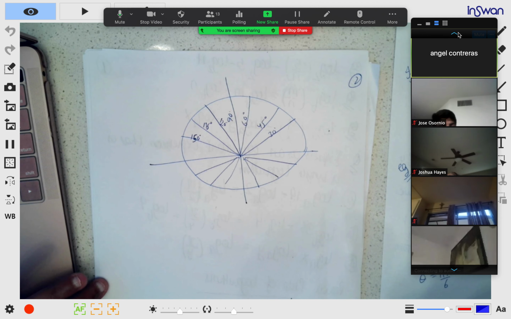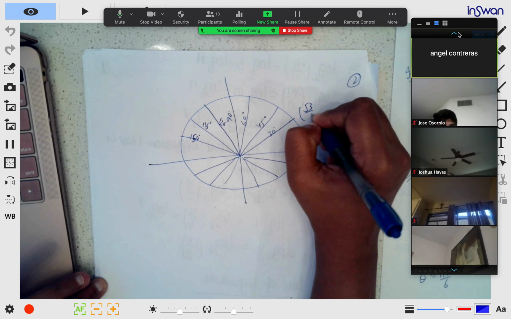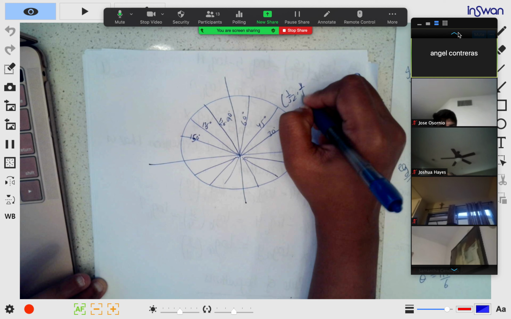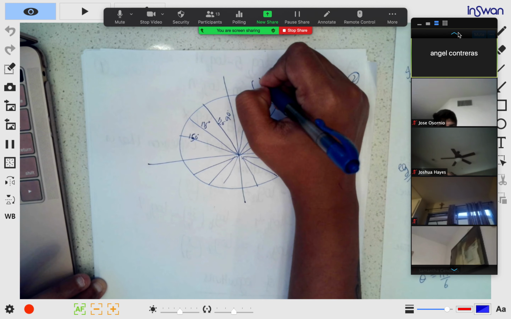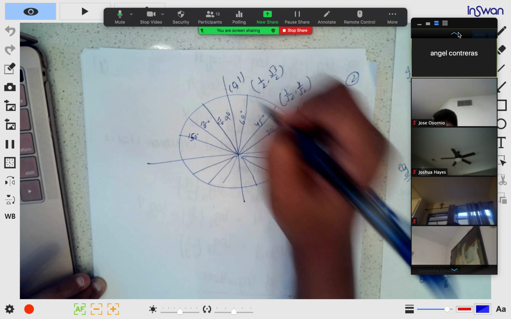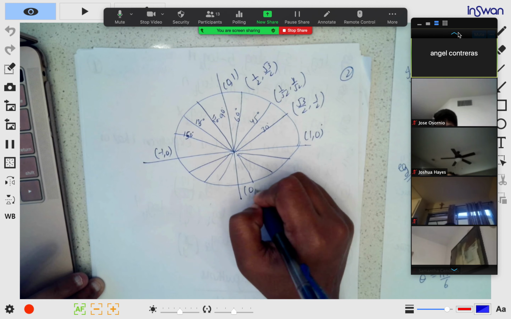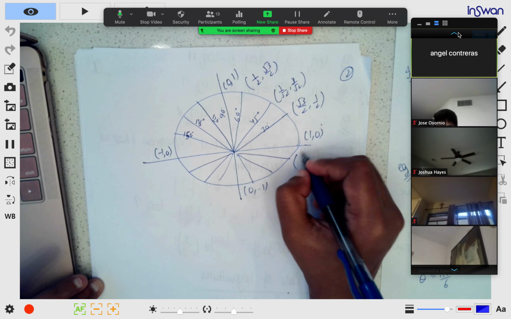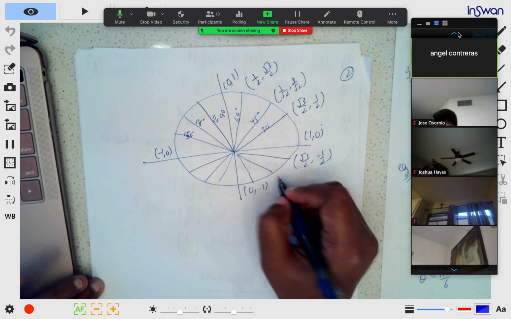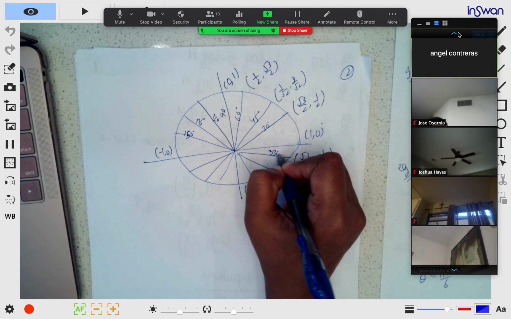Here, if you see, the value was root 3 over 2, 1 over 2. This was 1 over root 2, 1 over root 2. And this was basically 1 over 2, root 3 over 2. This was 0, 1. This was 1, 0. This was negative 1, 0. This was 0, negative 1. And here you had root 3 over 2, negative 1 over 2. Similarly, like this, and if you calculate, this was given to you as 330 degrees.